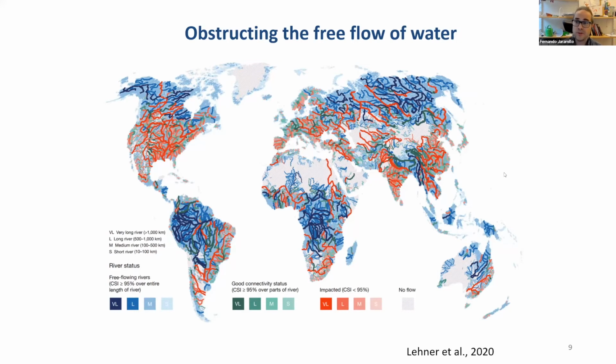But there's also another reason why we store water, and it's to use it later on, for instance, for irrigation. A lot of the places on Earth with the highest agriculture do not have water. So we need to store that water to use it for agriculture.